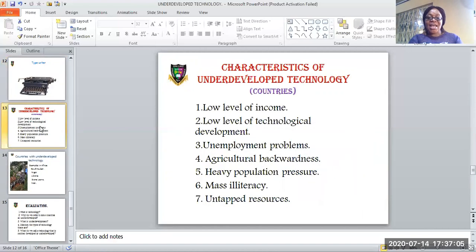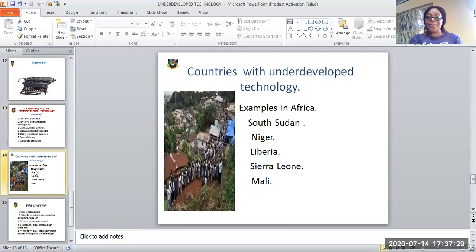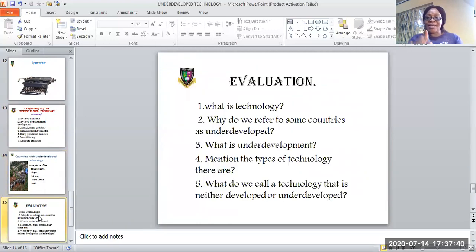And what did we say are the characteristics of underdeveloped technology? Low level of income, low level of technological development, unemployment problems, agricultural backwardness, heavy population pressure, mass illiteracy, and untapped resources. If you were to be asked to give examples of such countries in Africa, there is South Sudan, Niger, Liberia, Sierra Leone, and Mali. So now, let's look at our evaluation question.